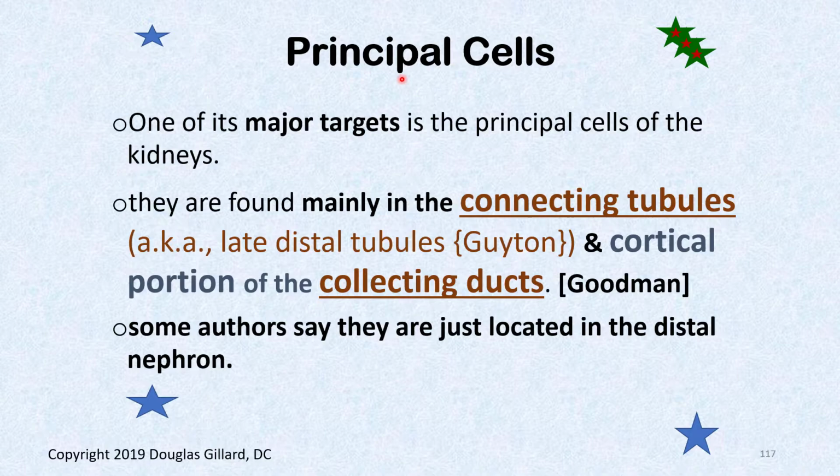But its main target is the principal cells of the nephron. They're found mainly in the collecting tubules. A couple AKAs for these collecting tubules: Guyton calls them the late distal tubules, or late distal convoluted tubules, or I've heard distal convoluted tubules. It's also in the proximal part, or the cortical portion, of the collecting ducts as well. And many authors, maybe the board question or my question, might just say the distal nephron. That's a less precise way, but it's certainly the same.